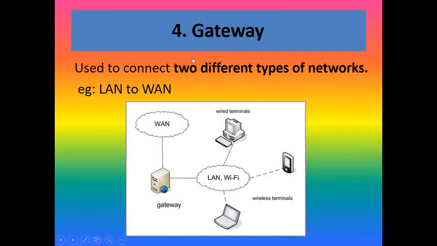Next, about gateways. A gateway is simply used to connect 2 different types of networks. In this figure you can see there is a WAN and a LAN. Both of these types of networks are connected by using this gateway.